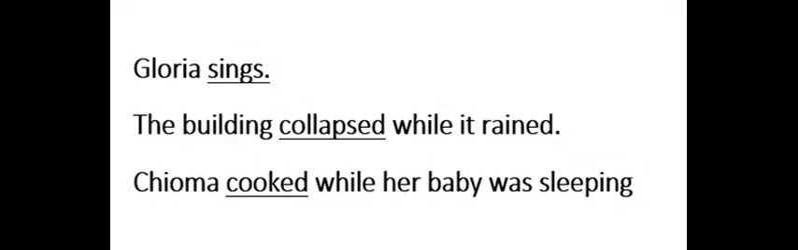Now let's talk about another type of verb, the intransitive verb. This is the opposite of transitive verbs. Remember, we've said that transitive verbs do have a direct object. So it simply means that intransitive verbs do not have direct objects. For example, Gloria sings. Sing is a verb, but it has no direct object. The sentence ends there.